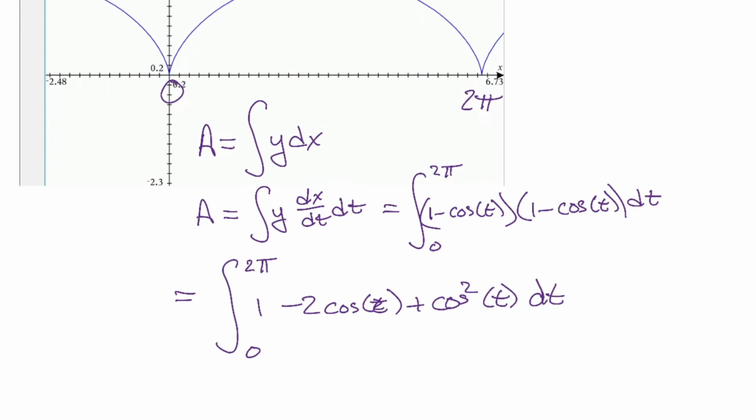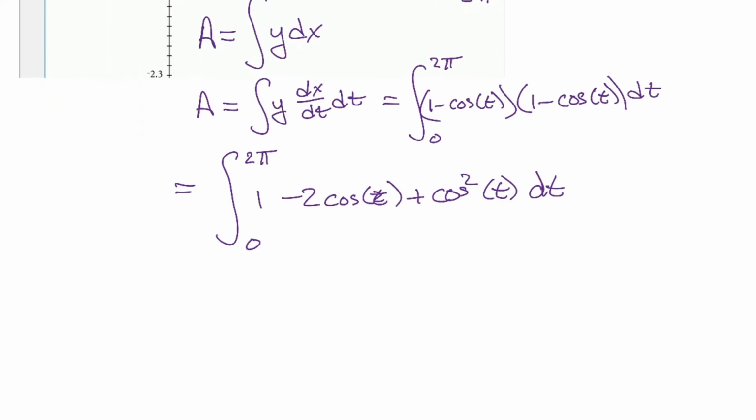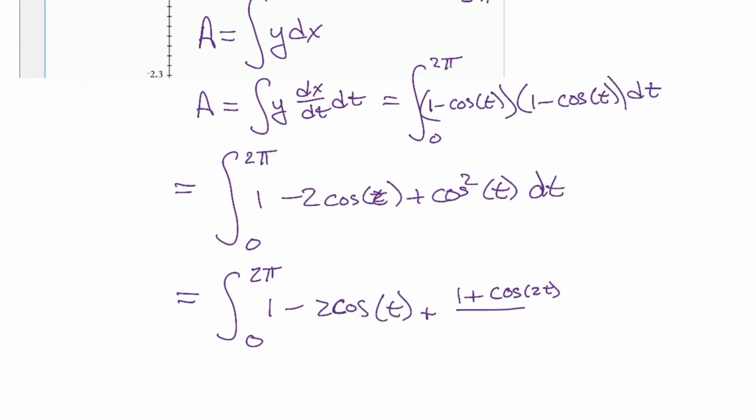Now, I don't know if you remember this or not, but we do have a power-reducing formula that we can use. The power-reducing formula is cosine squared of t equals 1 plus cosine of 2t over 2. So if you weren't familiar with that, hopefully you recognize that, but that turns into that.